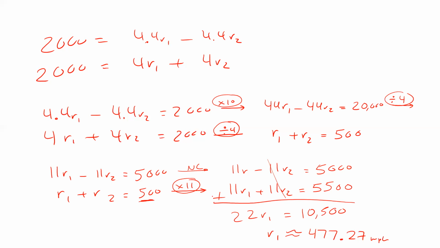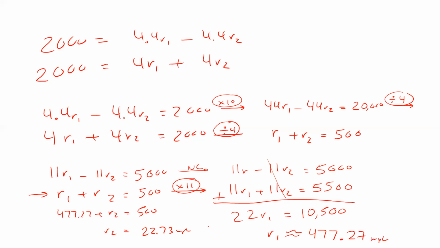Guys, real quick, 30 seconds left, let's finish it off. So we got R1, we still need to do R2. We're going to plug it into the easiest equation we have, the bottom one. So this plugs in as 477.27 plus R2 is equal to 500. Can you guys subtract that from 500? What do we get? 22.73. Thank you, Charlie, so much, 22.73 mph.